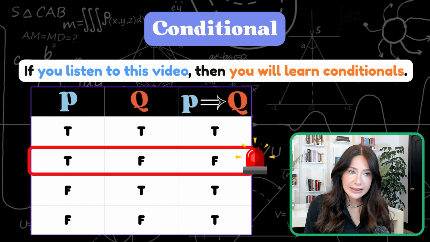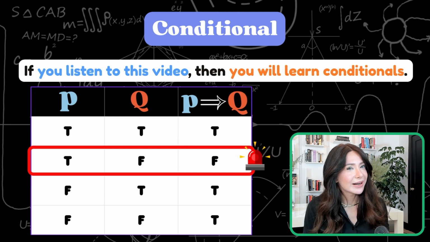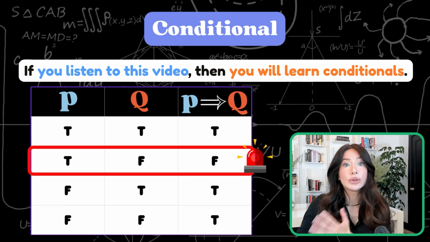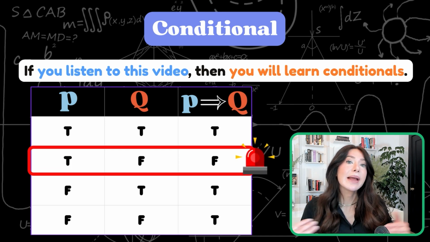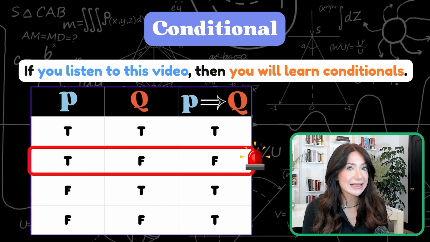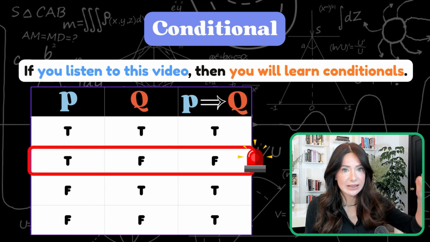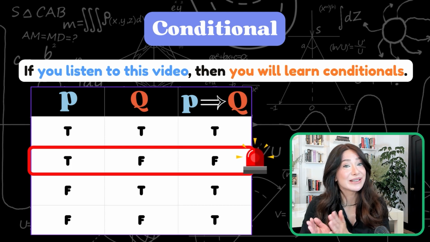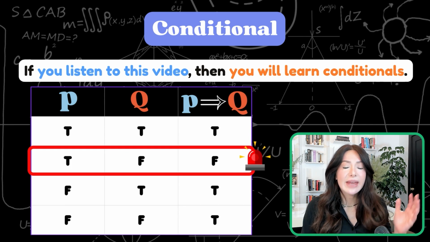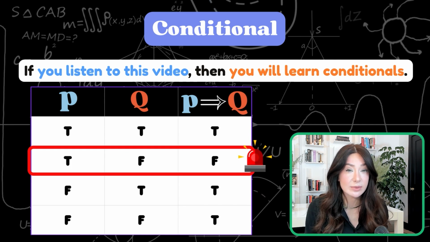In the second line, you did listen to this video, but you didn't learn conditionals. But that was my original promise, that the whole thing, that you would learn conditionals, depended on you listening to this video. That was the whole purpose of that statement. So if P happened, if you did listen to this video, if the antecedent was checked off, but the consequent didn't follow, then I didn't come through on my promise, basically. So that's where the conditional statement is false. And this is the only place it's going to be false.